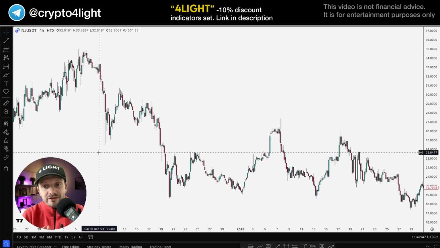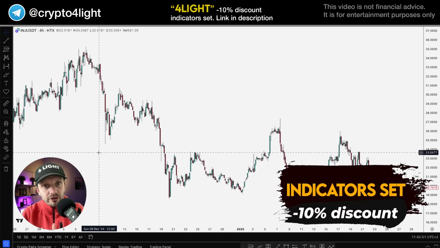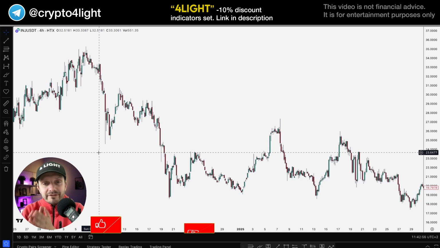And if the impulse is less than the correction, it means we have the power to drop the price faster. So it means that the direction is down or up.